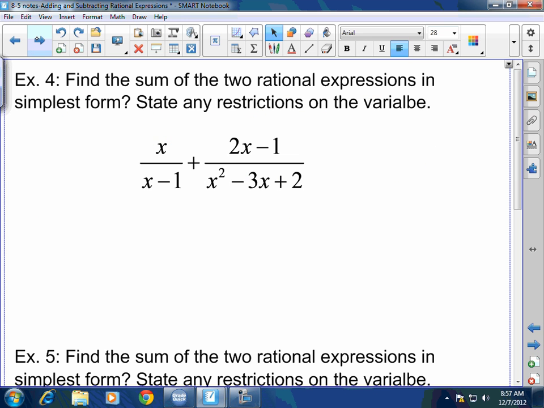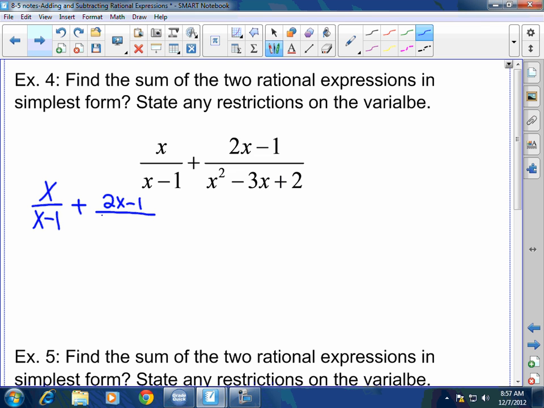Okay, let's move on. Now, let's do it for real. Just watch me for 1 second. This is x over x minus 1 plus... I'm going to go ahead and factor. This is going to become x minus 1 and x minus 2. So the first thing I do is factor everything. Second step, my LCM. My LCM is going to be x minus 1 times x minus 2.